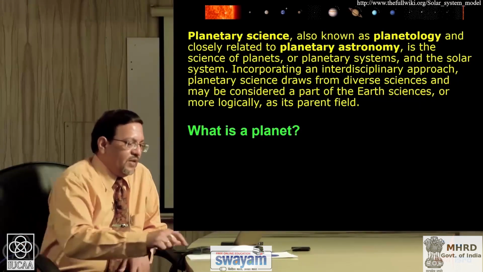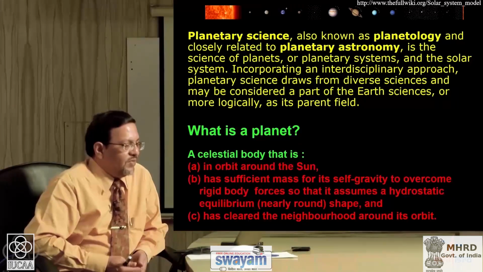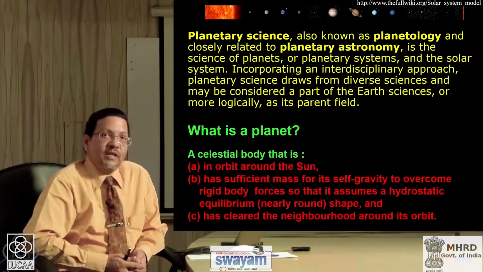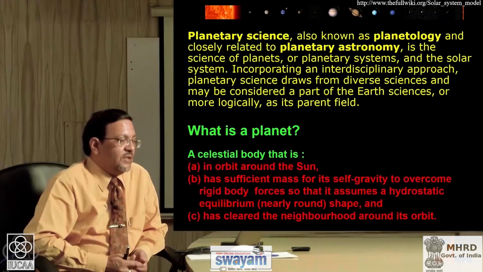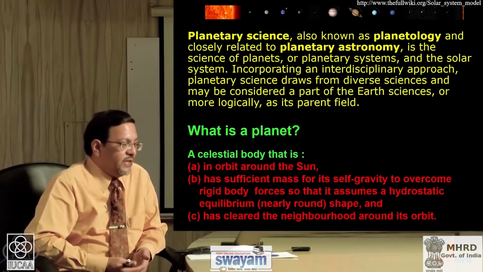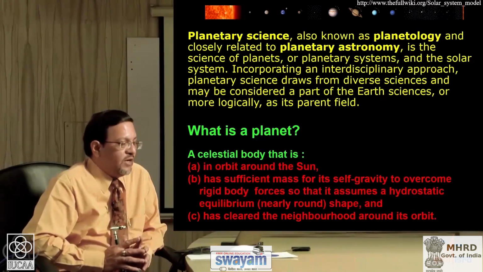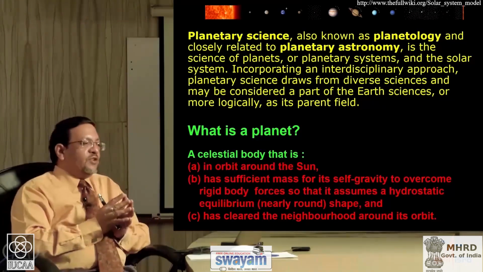Now, what do we define as a planet, or how do we define a planet? A planet is a celestial body which needs to fulfill 3 conditions. First, it has to go around the sun. Many of these bodies in the solar system actually go around the sun other than the natural satellites. The second one is that a planet should have sufficient mass for its self gravity to overcome the rigid body forces, which essentially means that a planet should be round in shape.